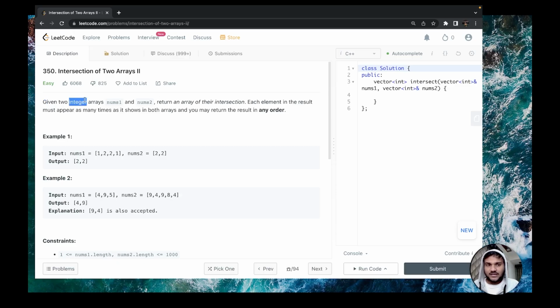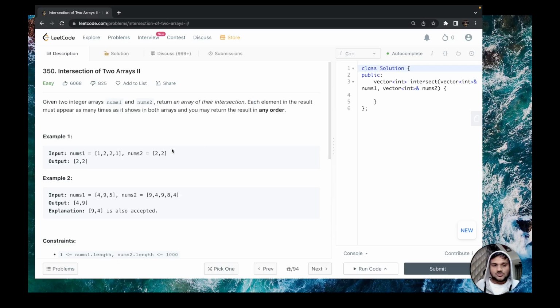You have been given two integer arrays, nums1 and nums2. So you have the access to two integer arrays. They can be of different length. You need to return the array of their intersection. So you need to return a new array such that whatever are the common elements in both the arrays, you return the common elements. Each element in the result must appear as many times as it is shown in both the arrays, and you may return the result in any order.